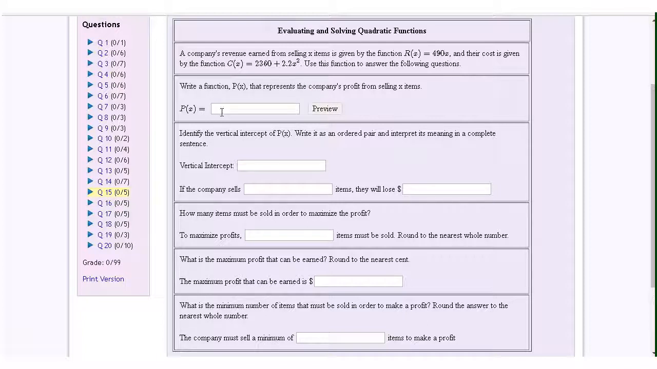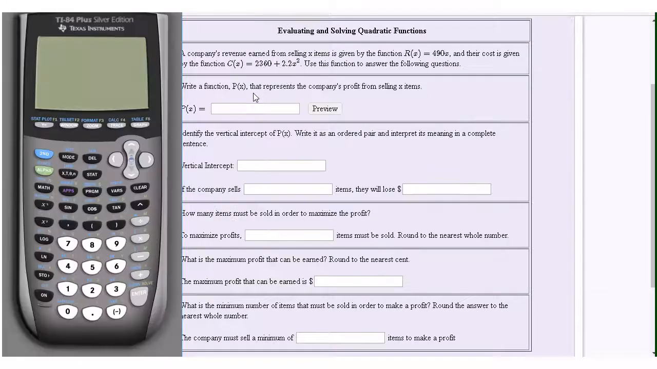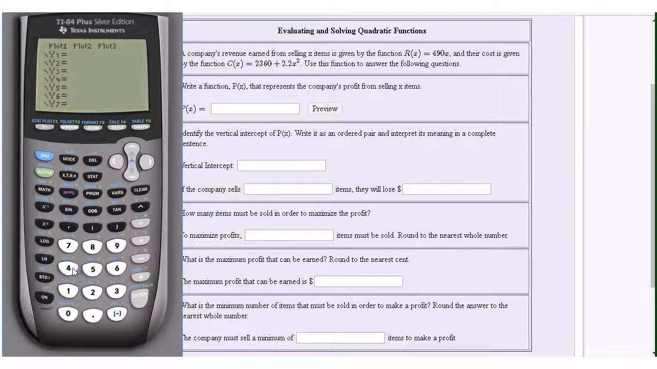In this one, we're creating this profit function, which is revenue minus cost. So I'm going to go to my calculator here. My function should be, in this case, the revenue function, 490x, and we're going to subtract away the cost function like this. Make sure you put it in parentheses. The other thing we can do, since it's in parentheses, is drop the parentheses and just distribute the subtraction sign. So this is my profit function.